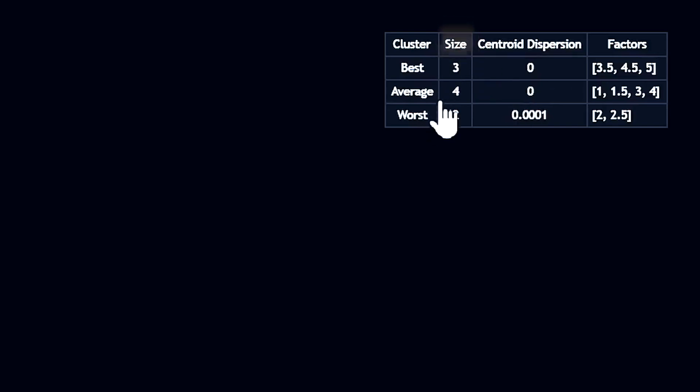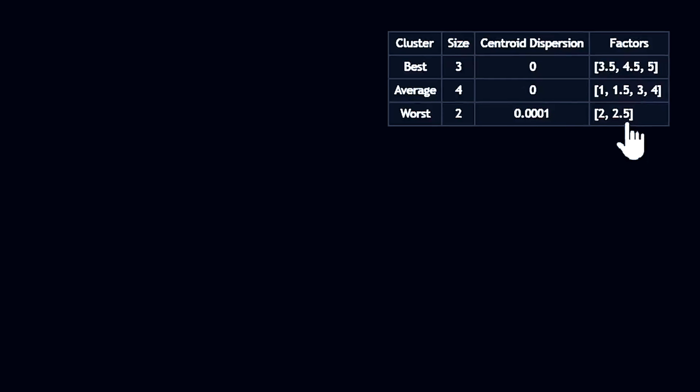Size tells you how many supertrends are in a cluster. Bigger sizes usually mean more reliable signals. Centroid dispersion shows how spread out the values are within a cluster. Lower dispersion means that they're more tightly grouped, which usually means more consistency. Then there's the factor column, which shows the average supertrend factor used. Higher factors give you looser stops, while lower ones make for tighter stops.